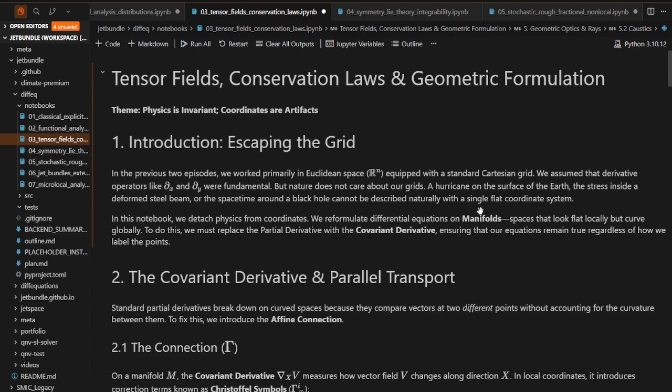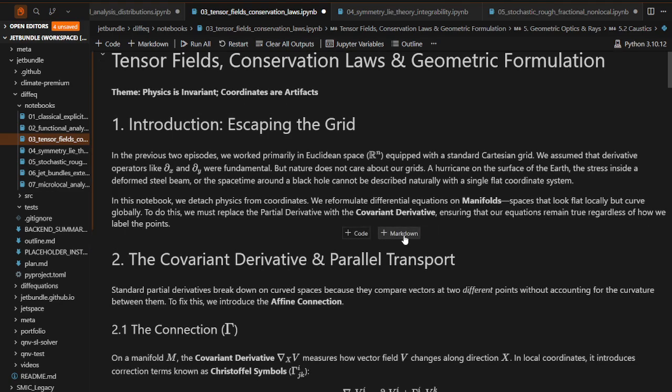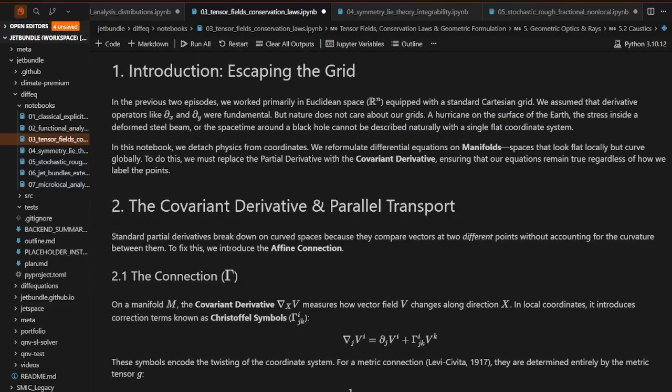And I want you to be able to walk away from this with the ideas coming to life, and by the end you'll see how all these pieces connect to form a unified coordinate-free view of physics. So again, we stuck to Euclidean spaces in the previous episodes, and you can think of this as flat, simple x-y coordinates. We treated partial derivatives on these coordinates as fundamental.